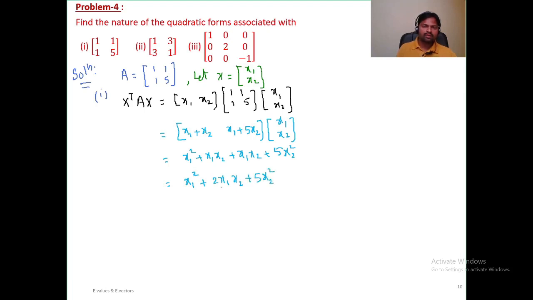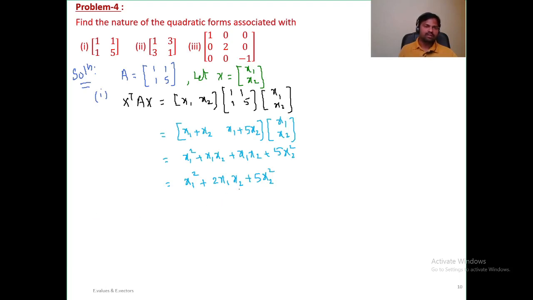Now go back, look at x1 square, it is the a11 coefficient, 1 only. Look, a11 is 1. Next, x2 square means x2 into x2, the a22 coefficient is 5, so this is the a22 value 5. Next, x1 x2 has coefficient a12 plus a21, which is 2. Look at a21 plus a12, the value is 2, 1 plus 1 is 2, verified. So this is the correct quadratic form of the matrix A, 1 1 1 5.